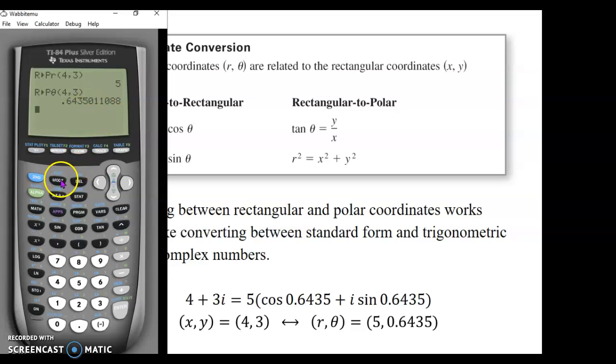Now, right now I have my calculator in radians mode. So that gave me theta in radians. If I'd rather have theta in degrees, I can just go to degree mode and then put in that same thing. And in degrees, it's approximately 36.87 degrees. So when you're doing polar coordinates, the theta could be in radians or it could be in degrees.